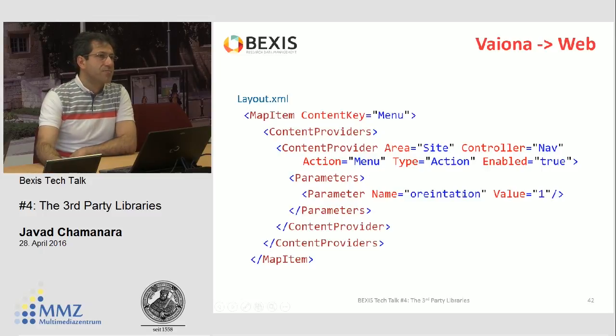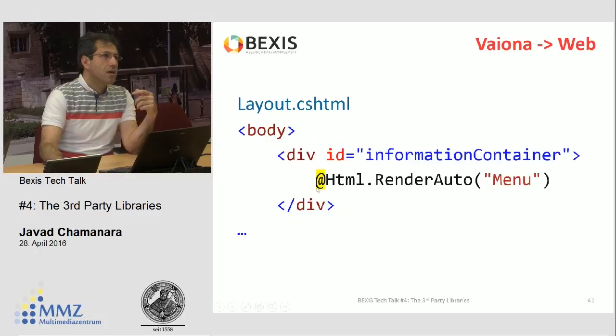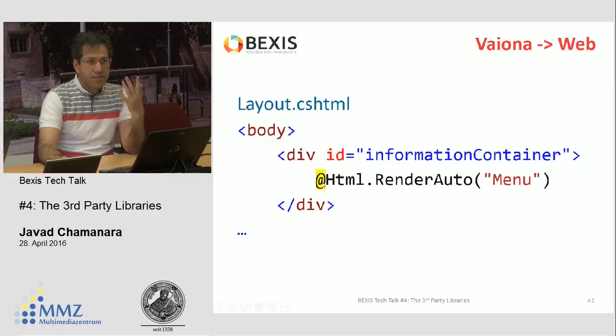And then a parameter is passed to this action, which is the orientation. So in this case, this piece of XML tells the rendering engine to call this action, pass this information, and then render the result of this into this place. So if you are going to have the menu somewhere else, just cut this line from here and paste it somewhere else. So the arrangement will change.